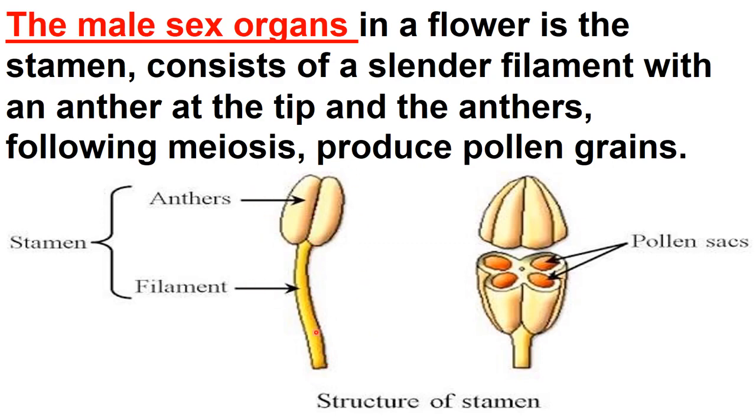And what is the stamen? It has a stalk-like structure, the filament, on the tip of which the anther is present. Within this anther, meiotic division occurs, meaning inside the cells of the anther meiosis occurs, due to which pollen grains are produced. You can see here a cross section of an anther, and inside it these pollen grains are produced by meiotic division.